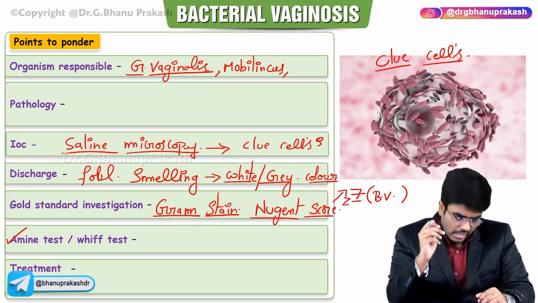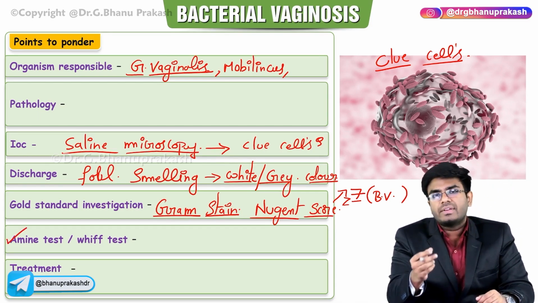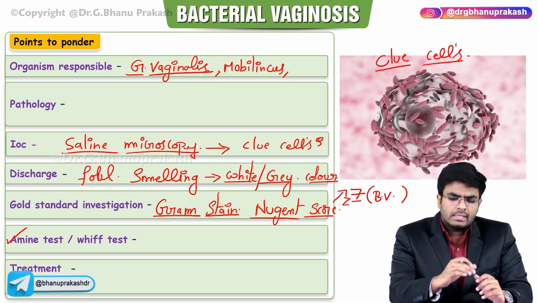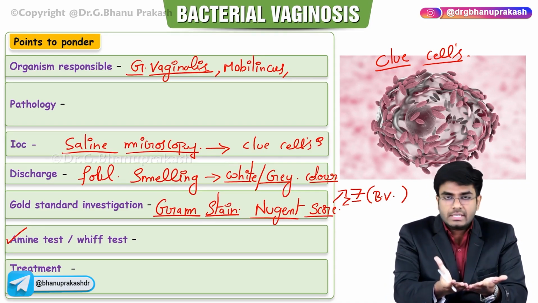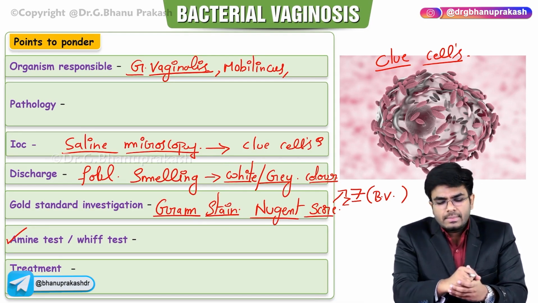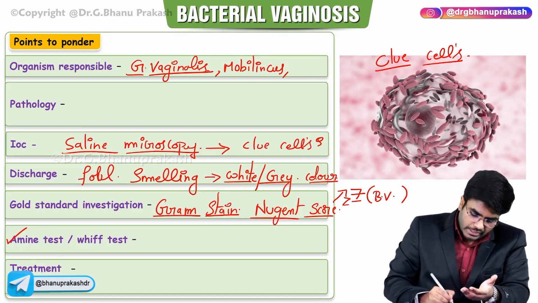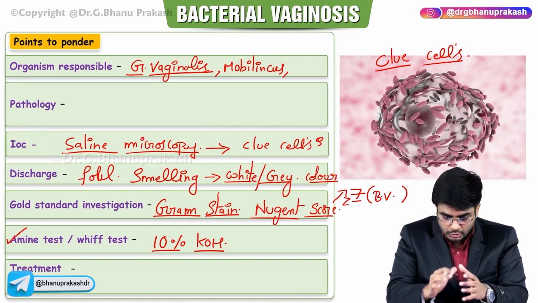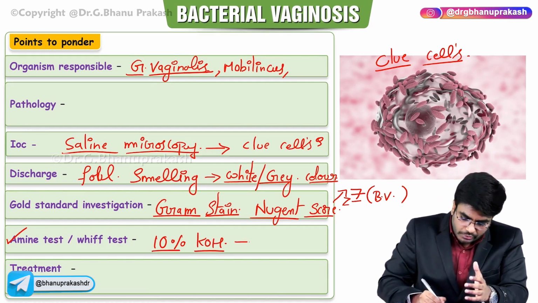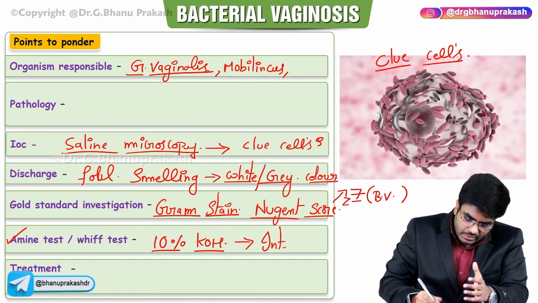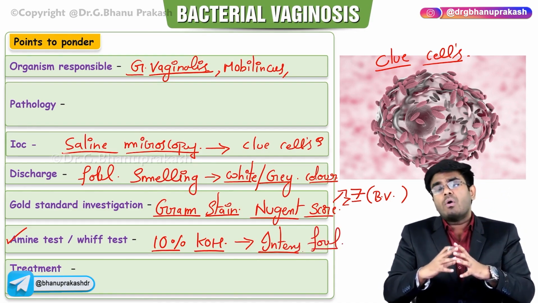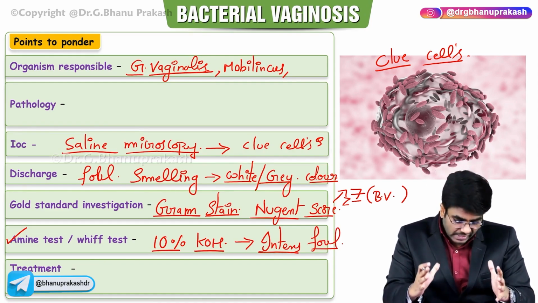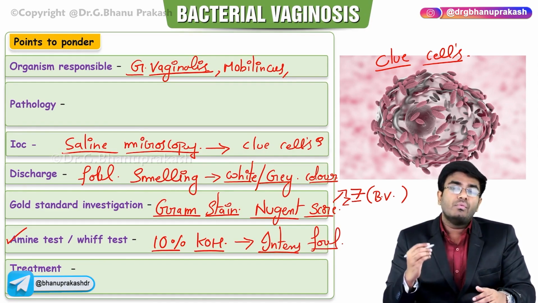Now let's talk about the amine test or whiff test. What exactly is this amine test? A female came to you and she is having this discharge. You just collect the discharge and apply 10% potassium hydroxide. If you apply 10% potassium hydroxide to this discharge, you are going to get an intense foul smell. That is known as the amine test or whiff test.